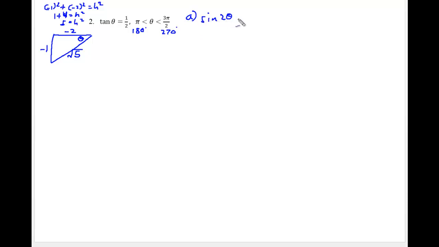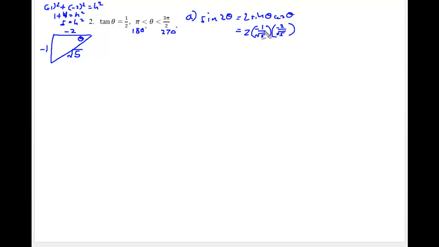So the sine of 2 theta is going to be equal to 2 sine theta cosine theta. According to our triangle here, sine theta is going to be -1 over square root of 5. So this is 2 times -1 over square root of 5. Now, before you start rationalizing the denominator, because we can't have square roots in the denominator, just hold back a little bit and see what happens if I put cosine theta up here too. This is going to be -2 over square root of 5.